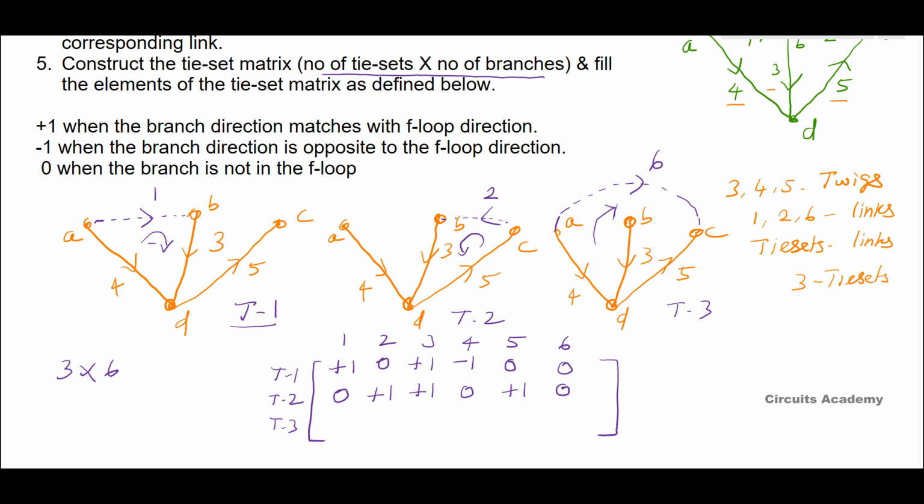Refer to tie set 3. Tie set 3 connects the branches 4, 5 and 6. So let's mark 0 for the branches 1, 2 and 3. The branch 4 direction is against the direction of the loop, minus 1. 5 is also opposite. 6 is in the same direction. So this is the tie set matrix of the given circuit diagram.